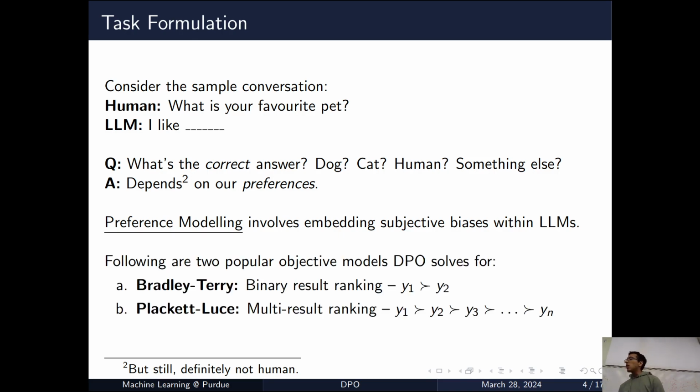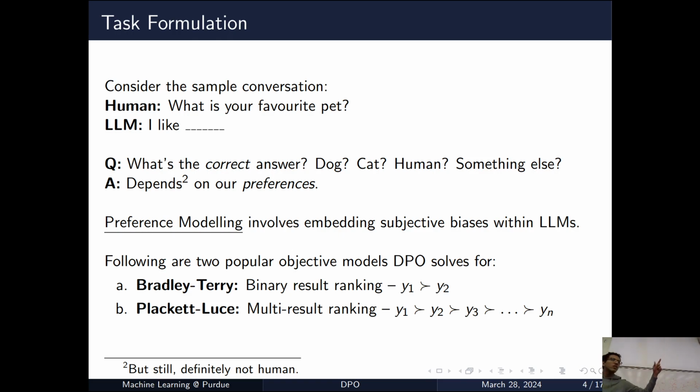And the two popular objective methods that DPO solves for are Bradley-Terry and Plackett-Luce. We will focus on Bradley-Terry today, but the high-level idea behind these is that you rank one preference above the other, versus Plackett-Luce, which is multi-result ranking, so it ranks say 10 different options and says which one is worst and which one is best.